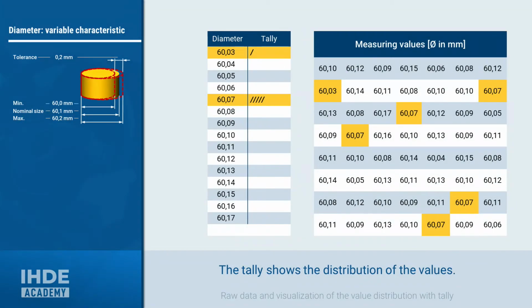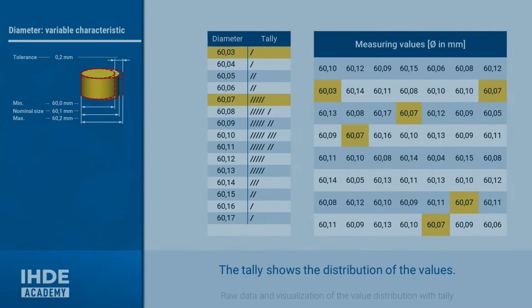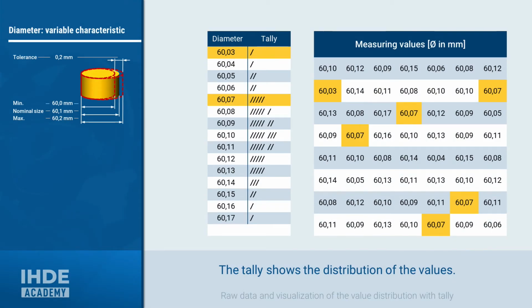If the second yellow value, 60.07, occurs 5 times, it gets 5 dashes, and so on. If this is carried out for all measured values, a distribution of the values becomes visible. Here we can see an accumulation around the value 60.1, and the spread ranges from the minimum value of 60.03 to the maximum value of 60.17. Here again, highlighted by the envelope in red.